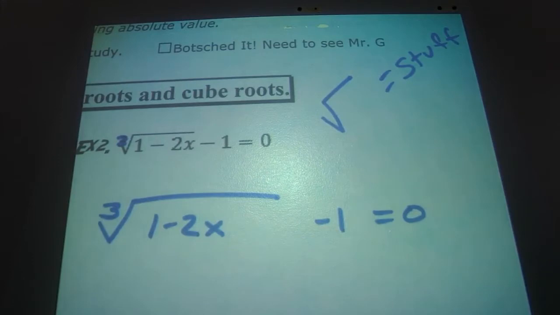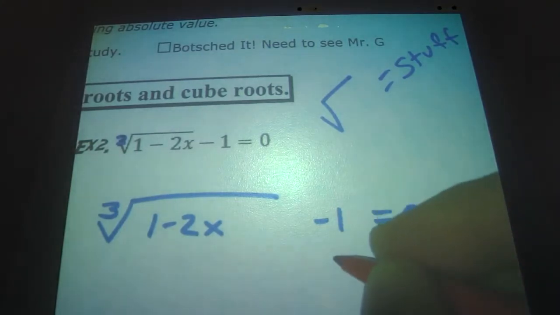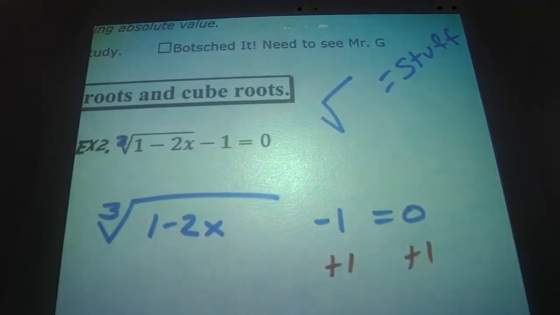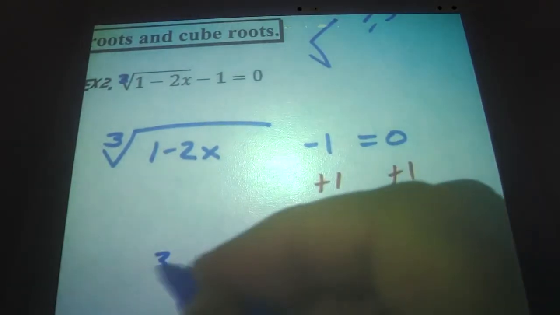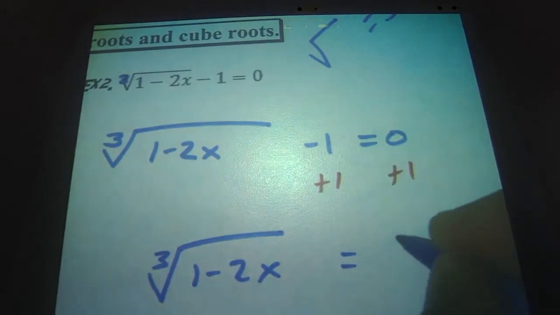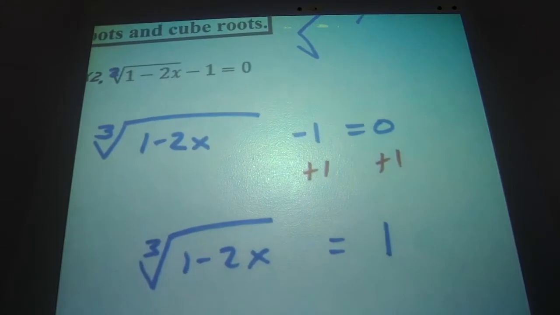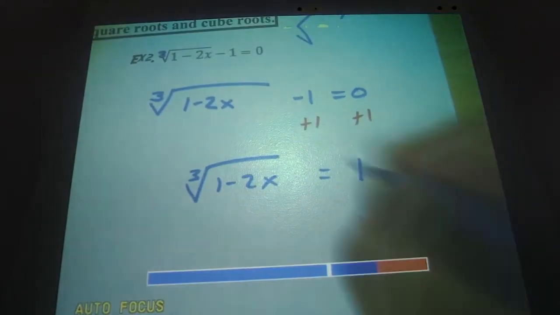Sam, what do we got to do? How do we get this all by itself? I think we need to move this 1 over. Good job, Sam. Sam says we need to move this 1 over. Sam, you're the best. Thanks, Mr. Gotsch. All right, I get the cube root of 1 minus 2x equals 1. And now we're ready to go ahead and cube both sides. So we cube both sides.